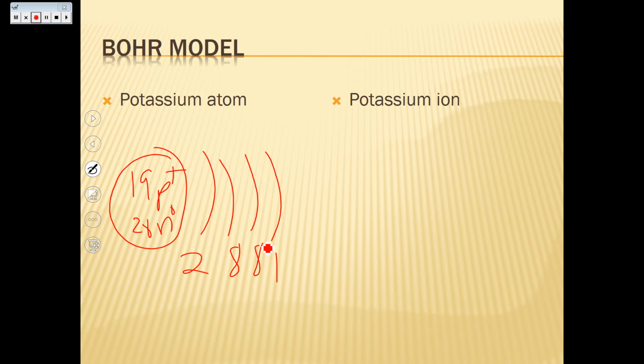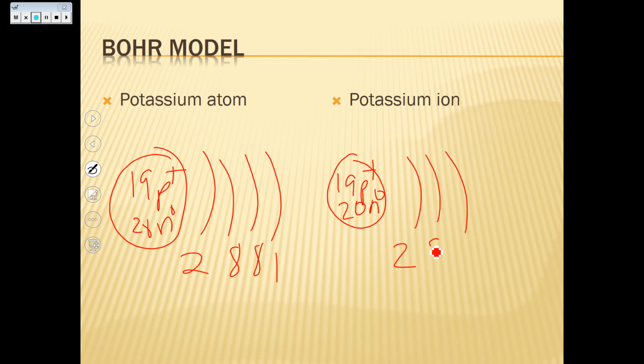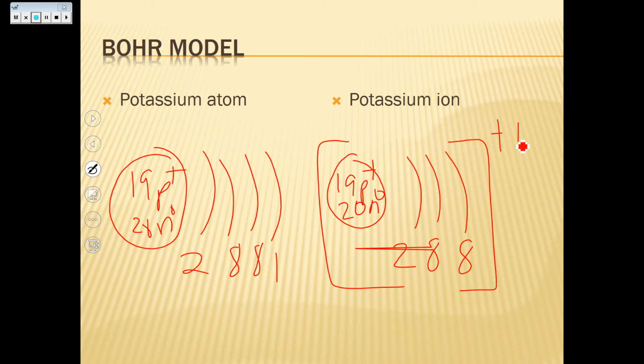The ion, the only thing that changes in the ion is that with the potassium ion, we have now lost that 1 valence electron in that 4th shell, and so we simply write it as 2, 8, 8. Because it has lost an electron and has taken on a charge, we write a bracket around the picture and put a positive 1 in the upper right-hand corner to show that it is now an ion.